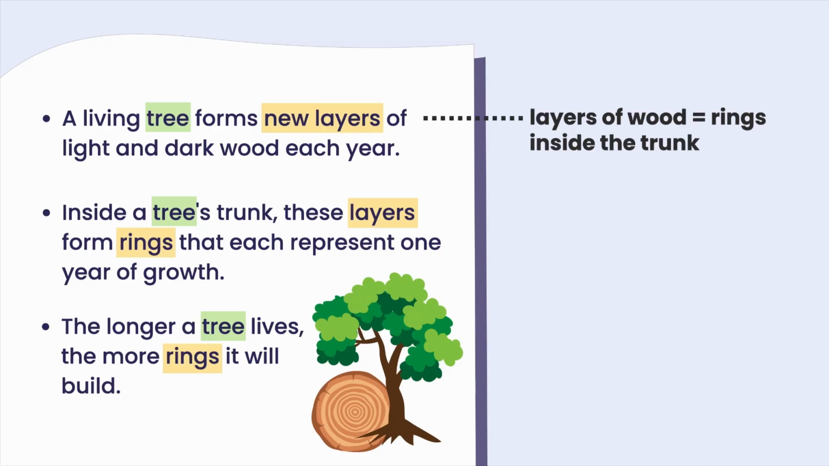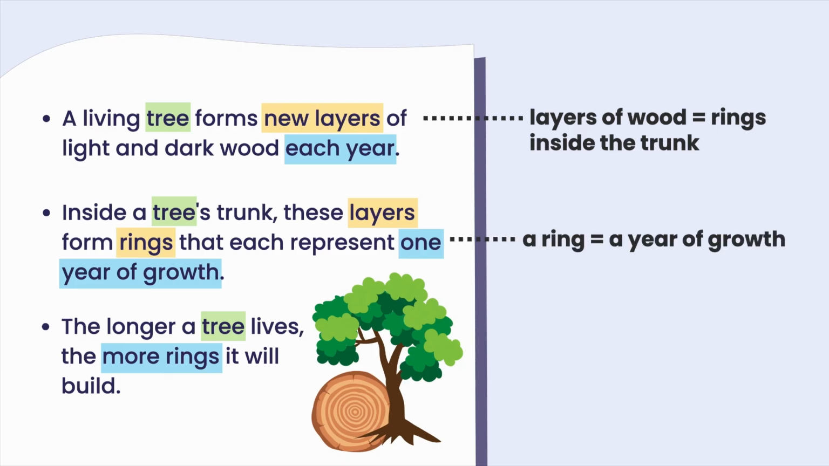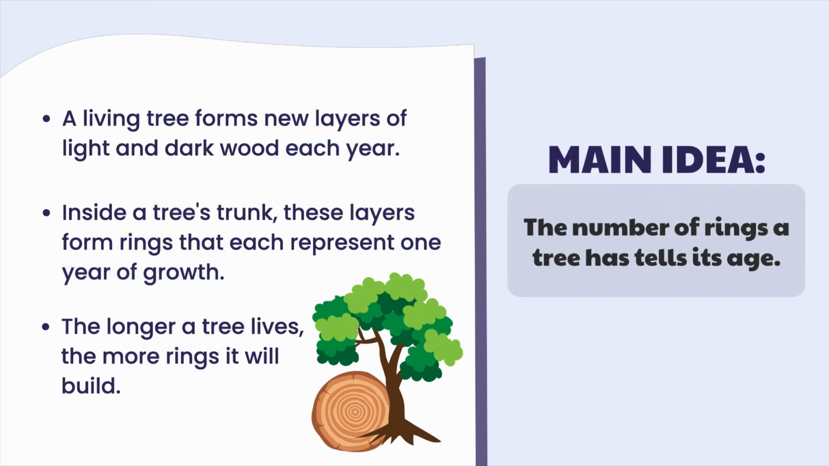But what about those tree rings is important here? Well, with these details, we learned that a tree builds a new ring each year that it lives and grows. That means if we were to count a tree's rings, we'd be able to tell how old it is, right? So, if we put all of these details together, what main idea do we get? Well, it seems like the most important thing the author wants us to know is that the number of rings a tree has tells its age.